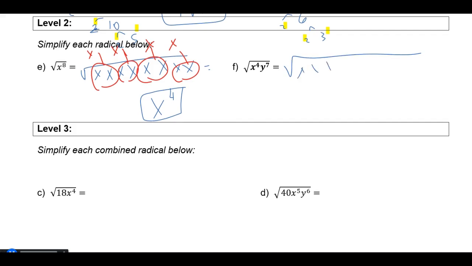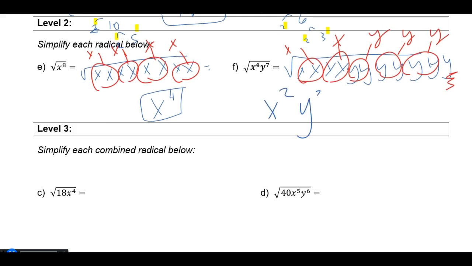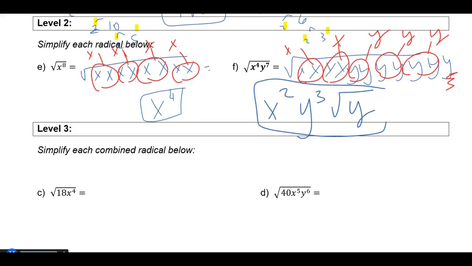Alright, 1, 2, 3, 4, 1, 2, 3, 4, 5, 6, 7. Comes out in a pair as an x, comes out in a pair as an x, comes out in a pair as a y, comes out as a y, comes out as a y, has to stay. So, final answer, x squared times y cubed times the square root of y. Easy, right?